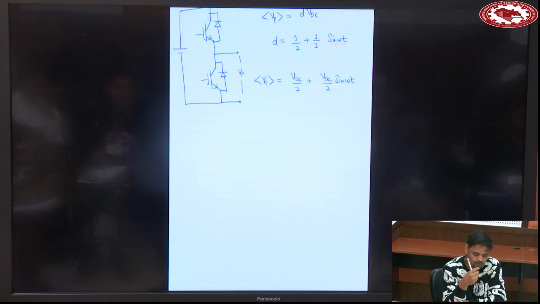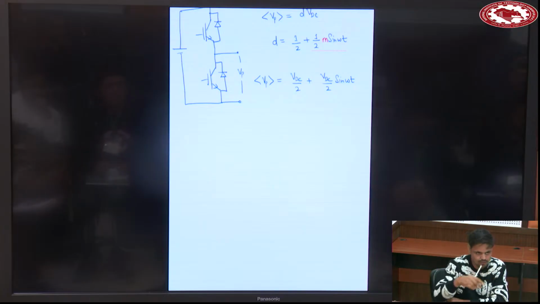It is 1 by 2 plus 1 by 2 sin omega t. If you want to change the amplitude of the sine wave, then you have to insert one more factor m here. So if m is 0, there is no sine. If m is 1, you have full potential. Correct? This m is known as the modulation index.